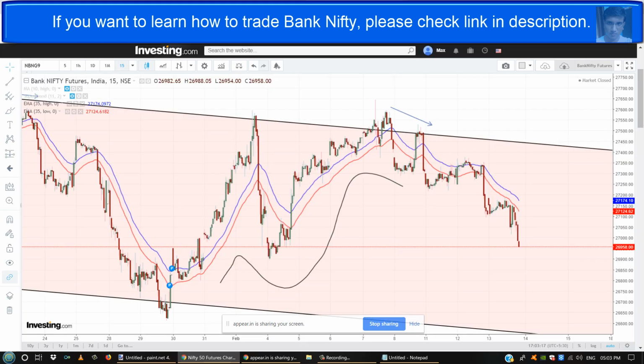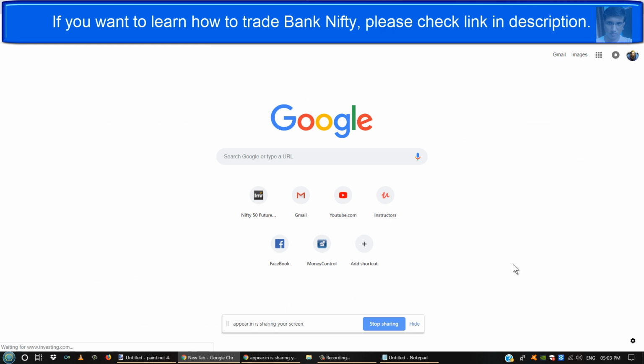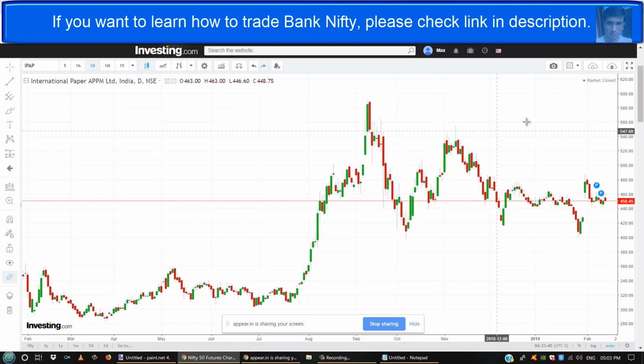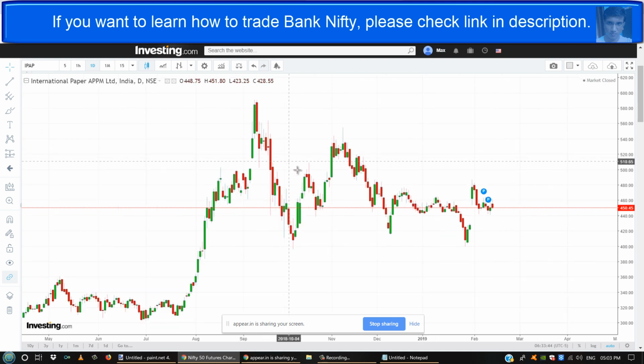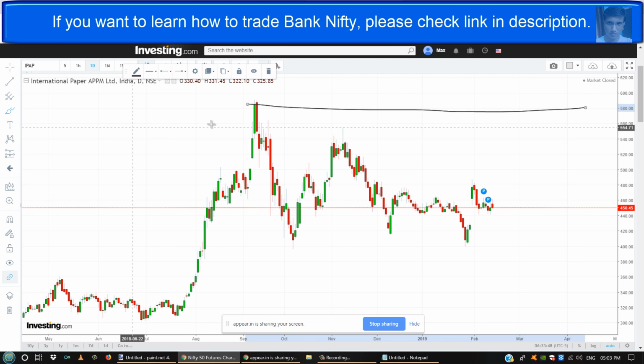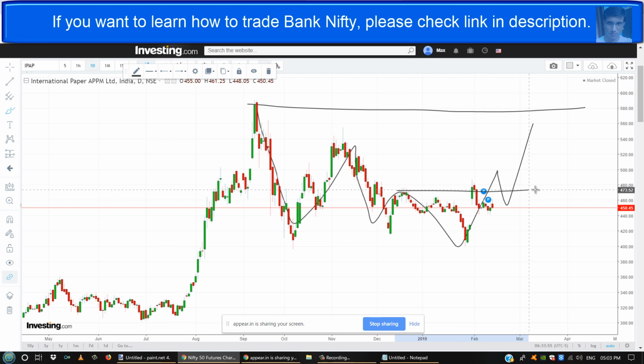For example, here is another thing I will show you. Wait a minute. This is the daily chart. What you can see here is that the prices are in correction, right? This is resistance, and this is what is happening. This is our resistance break. So if prices break here, then I will get a buying opportunity here.